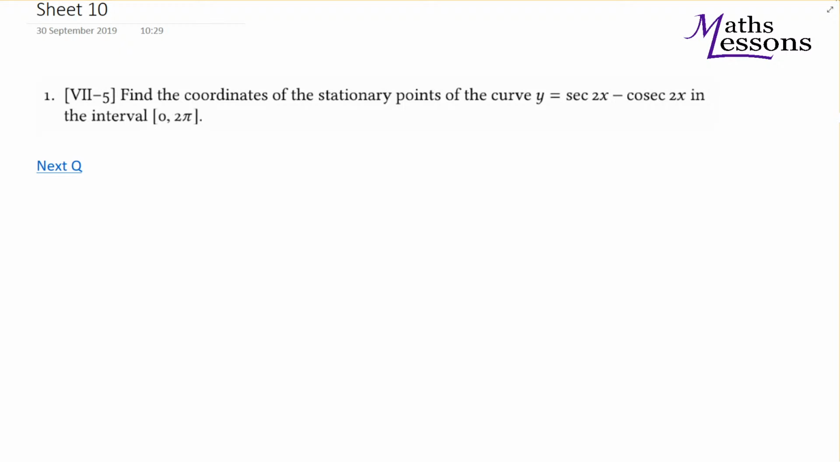Right, here we go. So we want to find the stationary points of the curve y equals sec 2x minus cosec 2x. So what we're going to do is differentiate that. Just get myself a pen. Oops, that's gone a bit messy. Let me change the settings. Hopefully that will improve. Okay, yes, we've got a better one.